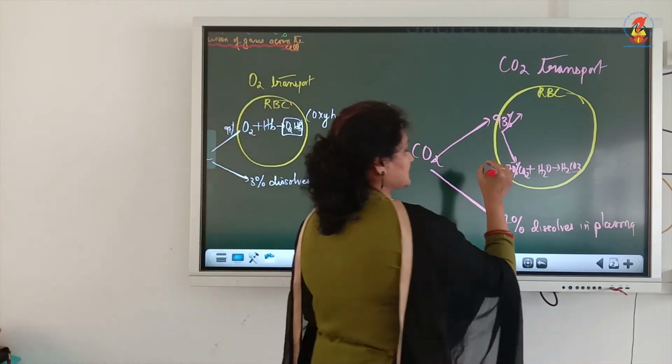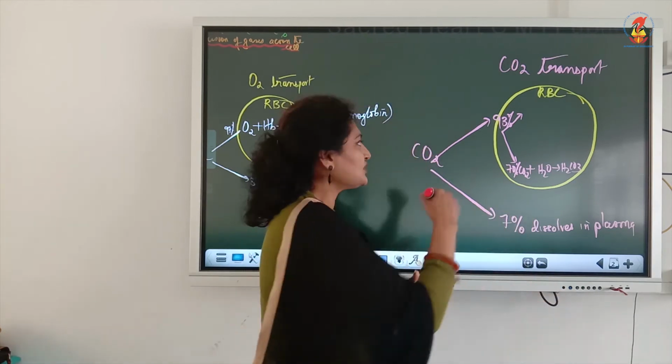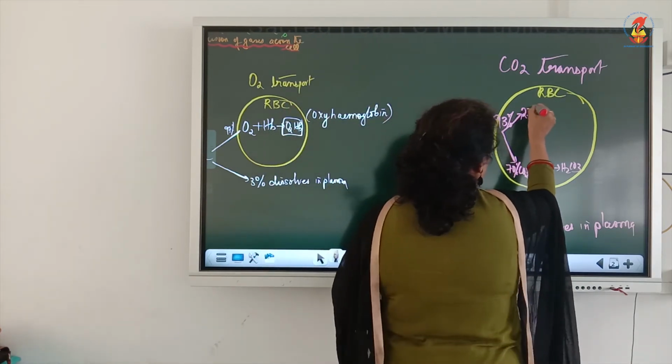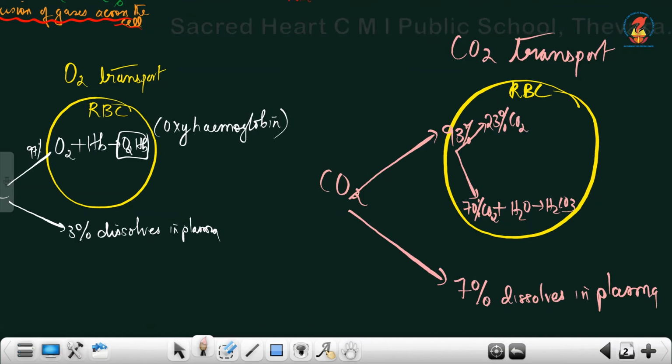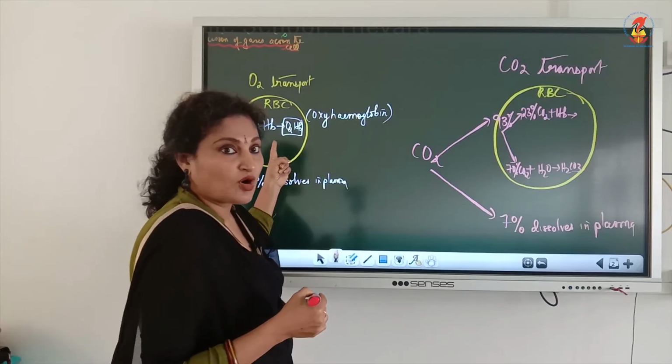So, I will take 23%. In your text it is given as 20 to 25. I am going to take 23, the middle figure. 23% of the carbon dioxide combines with hemoglobin to form... Here we saw oxygen combines with hemoglobin to form oxyhemoglobin.